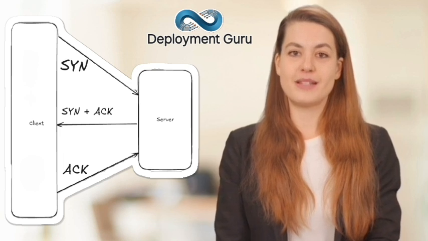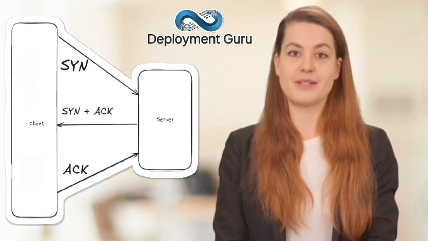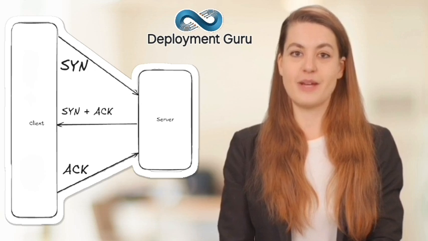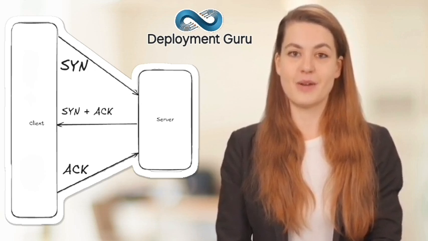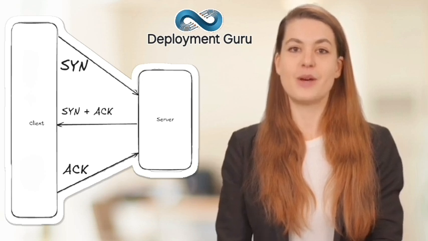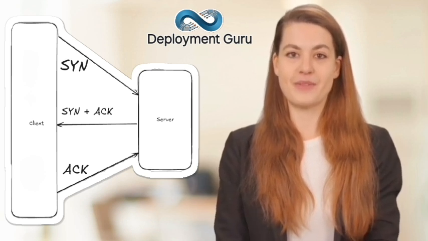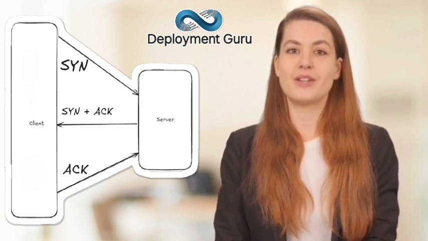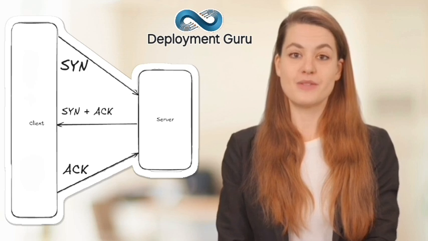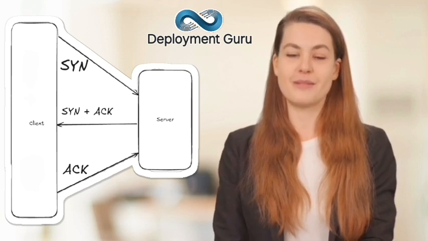This is a crucial process in TCP/IP networks, ensuring that data can be sent reliably between devices. Imagine we have a client, like your laptop, and a server, maybe hosting a website. For these two to communicate over the internet, they first need to establish a connection. This is where the three-way handshake comes into play.